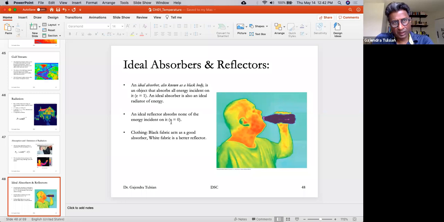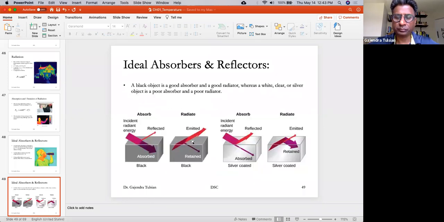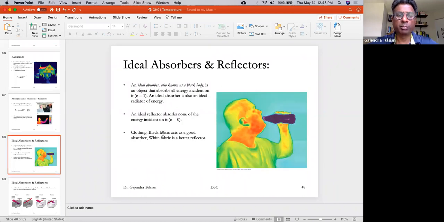Okay, so by the way, the stealth aircraft, so for instance, the stealth is radar and all bouncing off of this. So it's scattered and absorbed. So it's an ideal absorber, sort of. Okay. And black objects are good absorbers and white fabrics are better reflectors. So in the winter, you want to wear black fabric, and in the summer, you want to wear white fabric.